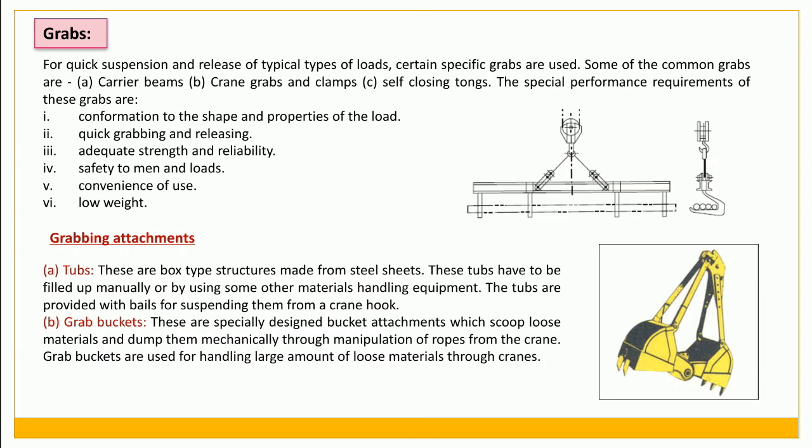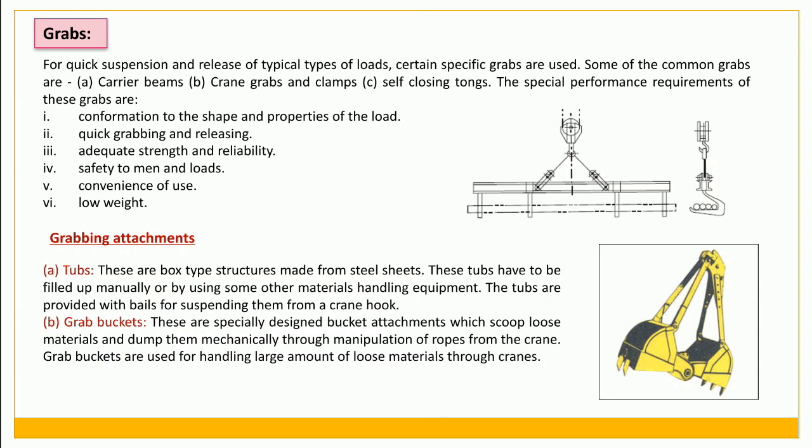Then there are grabbing attachments. Grabbing attachments are used for lifting loads or bulk materials by means of a crane and transferring them. There are basically two types of grabbing attachment for loose materials. Number one is the tub, a box type structure made from steel sheets. These tubs are provided with doors at the bottom or side, which can be opened by pulling a rope from the crane for automatic dumping of the contents. However, these tubs have to be filled manually or by using other material handling equipment.